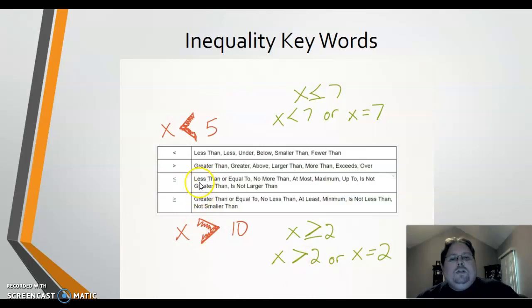Some of the keywords that you have to focus on here: for less than or equal to, you have less than or equal to, obviously, and then no more than, at most, maximum, up to, is not greater than, or is not larger than. For the greater than or equal to sign, you're going to have greater than or equal to, no less than, at least, minimum, is not less than, and not smaller than.